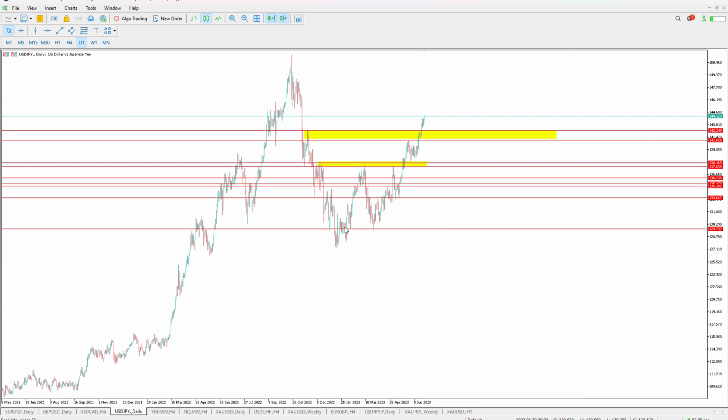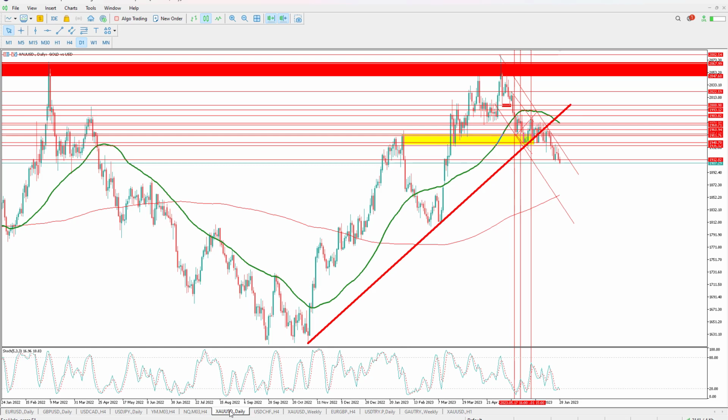USD against JPY on the daily time frame, more bullishness above 141, targets to the upside 146, 147. Okay, gold, I believe the pair might continue going downwards to reach 1900.